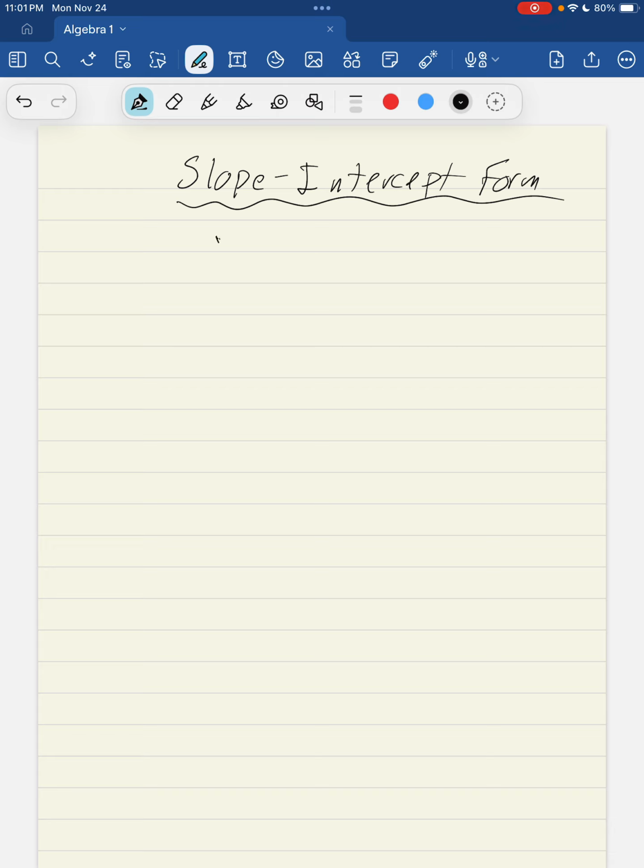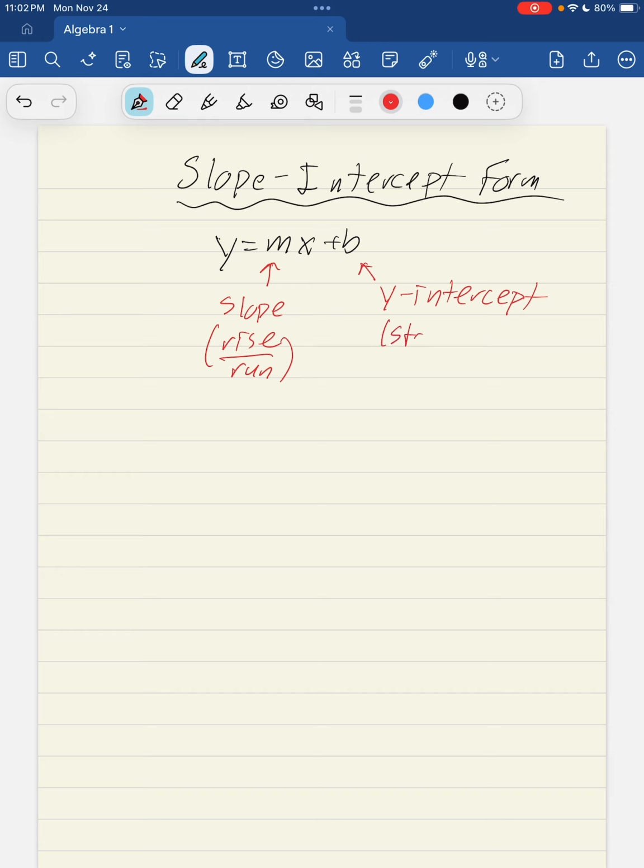Slope-intercept form, and maybe you've seen it before, y equals mx plus b, where m is your slope, and b is your y-intercept. Remember, slope is rise over run, and when you're graphing using slope-intercept form, the y-intercept is your starting point on the y-axis. I'll show you how that works in a second.